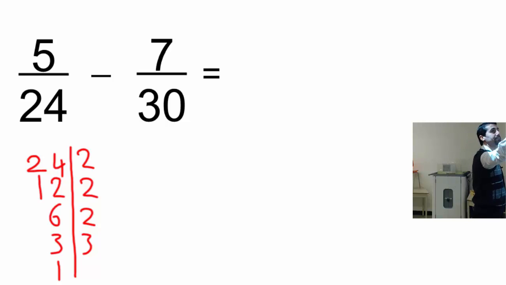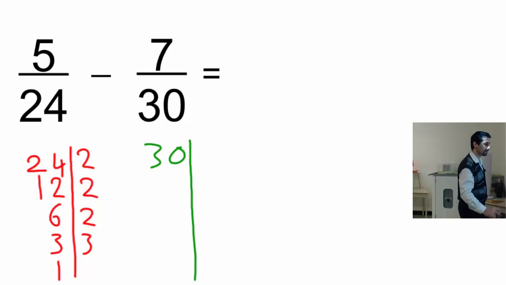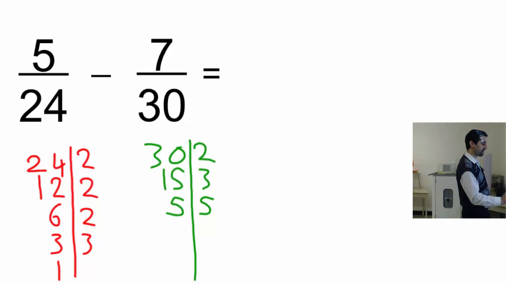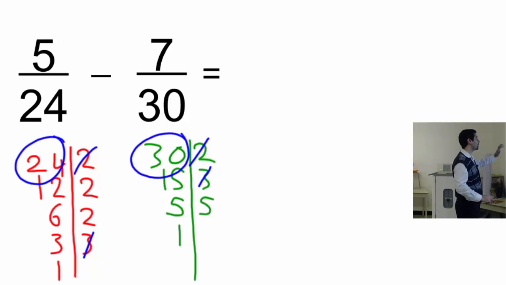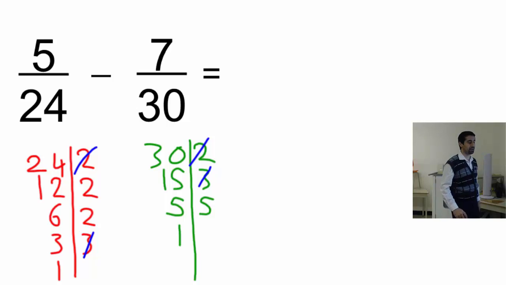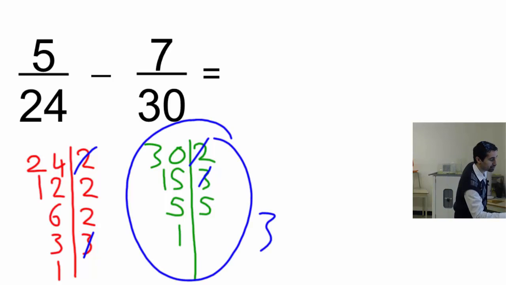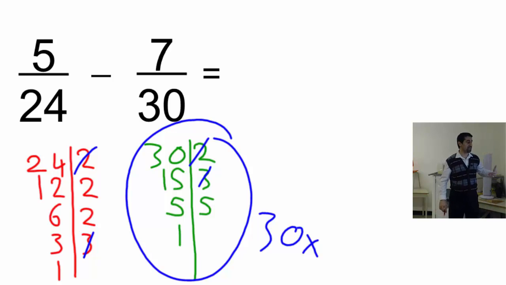How about 30? Divided by 2, I'll get 15. Divided by 3, I'll get 5. Divided by 5, I'll get 1. So let's see which numbers are the same here. We got 1, 2 here, and 1, 2 there; we got 1, 3 here, and 3 there; 5 is not there. Which number is the biggest one, 24 or 30? 30 is the biggest one. So I'm going to multiply 30 with the numbers missing from the smaller number, which is 24.